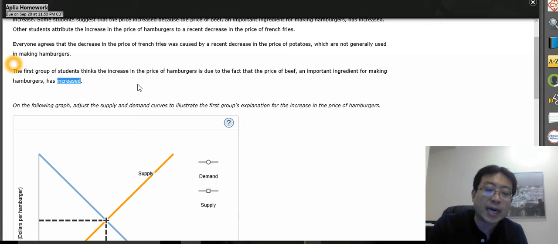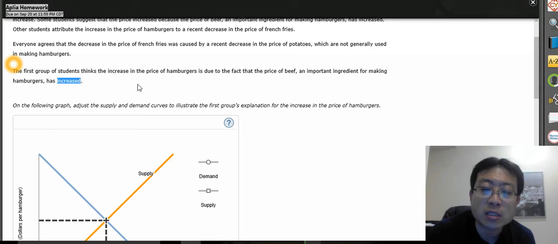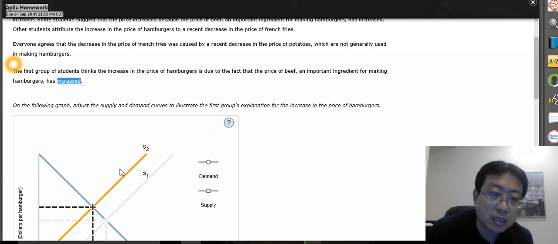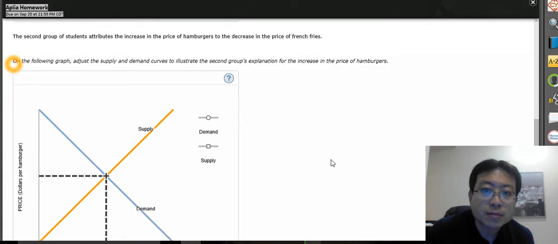So when the input price goes higher, that means companies are having a smaller profit margin. Therefore, they will decrease supply. So to decrease supply, we're going to shift our supply curve to the left, and this shows an increase in prices from this point to this point right here. And then the second part.